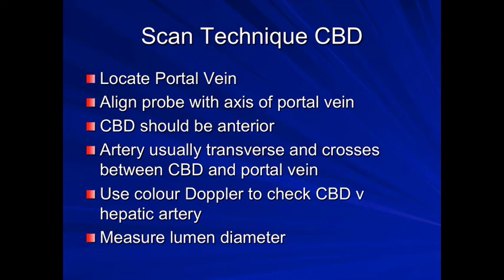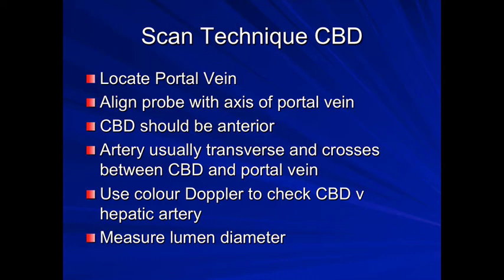But there are anatomical variants, and sometimes the artery will be anterior to the common bile duct. And so because of this, it's generally useful to turn on your colour Doppler box and to just check and see which of the tubular structures is the common bile duct and which is the hepatic artery.